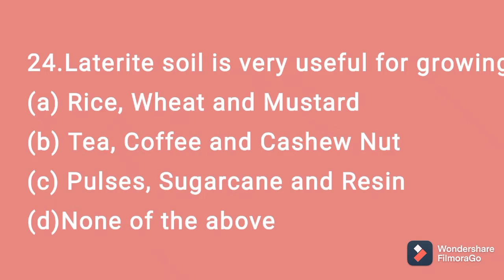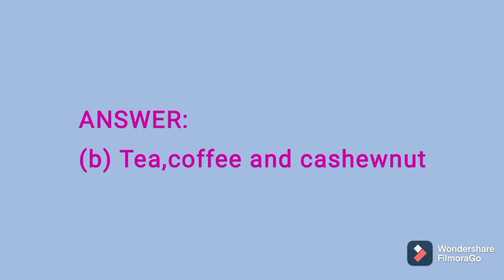24th question. Laterite soil is very useful for growing option A, rice, wheat and mustard, option B, tea, coffee and cashew nut, option C, pulses, sugarcane and raisin, option D, none of the above. And the answer is option B, tea, coffee and cashew nut.